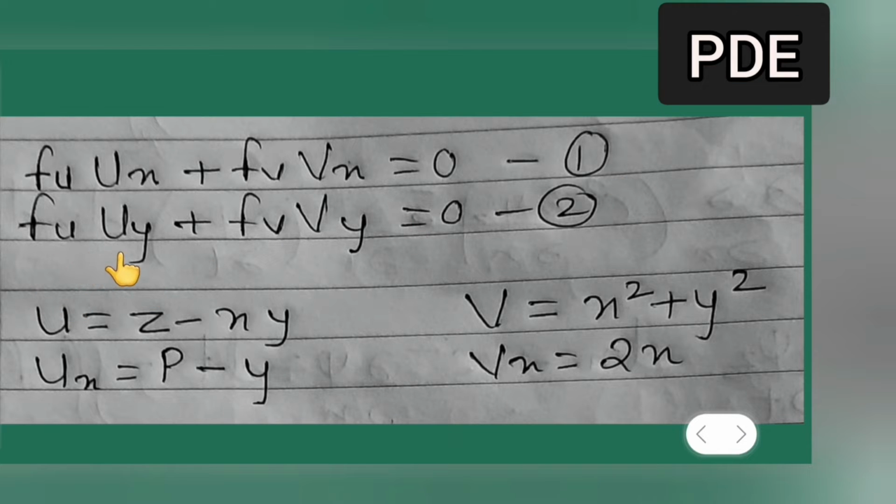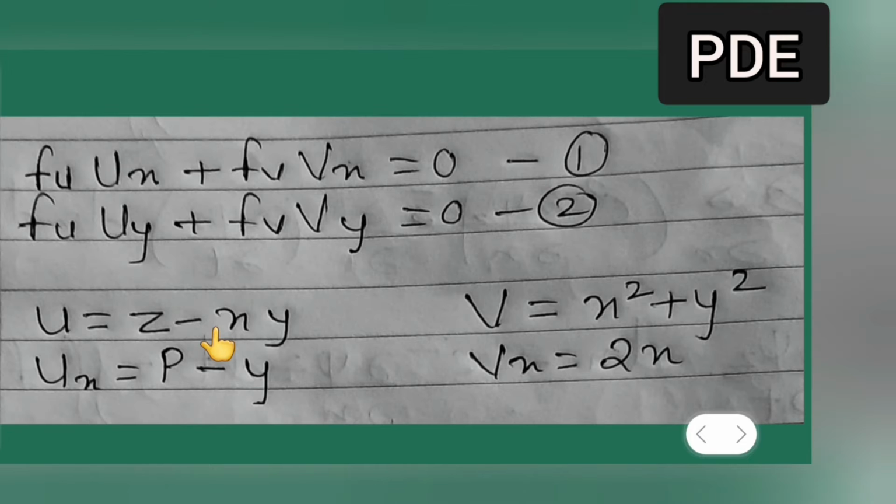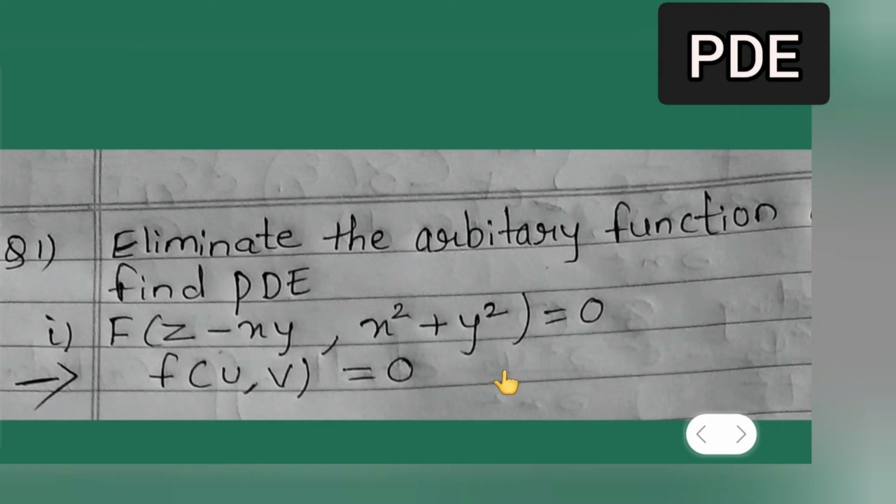Second is f_u into u_y, I am differentiating u with respect to y, plus f_v into v_y is equal to 0. I am differentiating v with respect to y over here, and take this as 2. So what is my u I have taken to be? This u is equal to nothing but z minus xy, which I have written over here. v is equal to x square plus y square. From here, what is v? Nothing but x square plus y square.